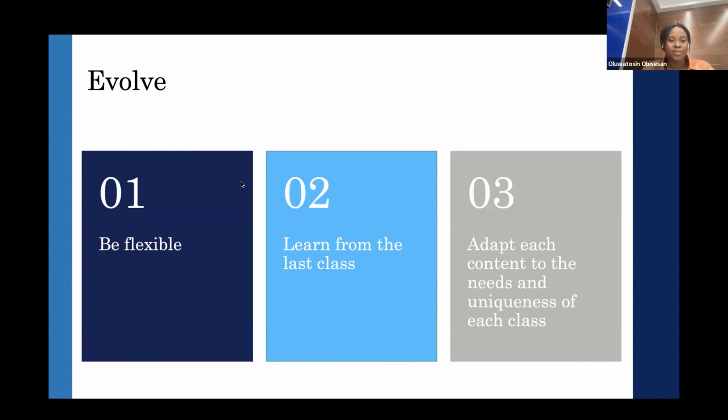How can I get the best from this class? What happened last class? What could I have done better? How do I adapt the content and the needs to the uniqueness of this class? And I think by doing that, you can evolve, and that's how you can be a better teacher, a better instructor, and also give your students a better experience.